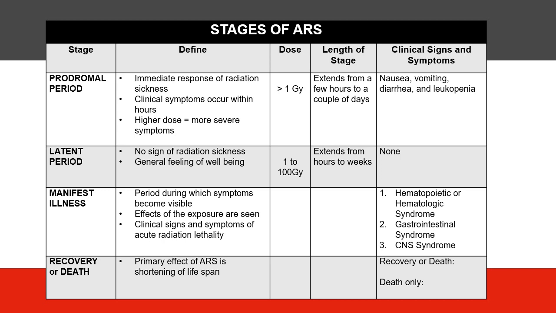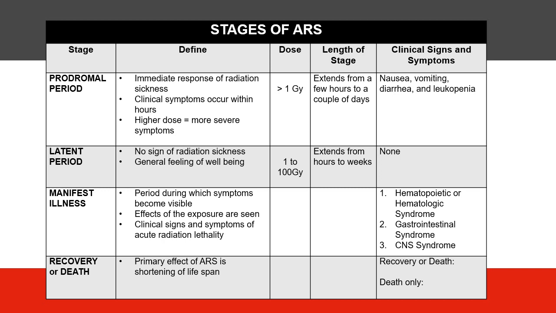The manifest illness has been noted by many healthcare providers as being the period during which the symptoms of the true syndrome occur. And there are 3 separate syndromes that can occur. There's either hematologic, otherwise called hemopoietic, which is dealing with just the blood. There's the GI syndrome, dealing with the gastrointestinal system, and the CNS syndrome, which is dealing with just the central nervous system. But these are the effects of the exposure that are truly seen.